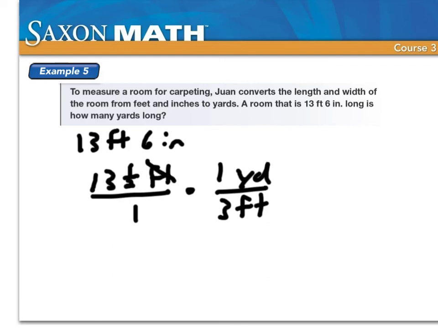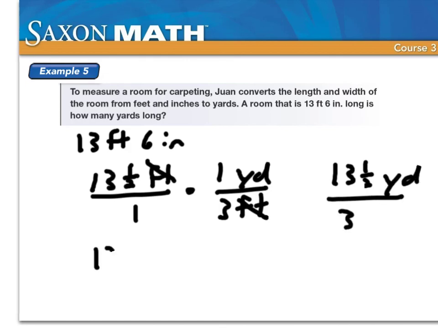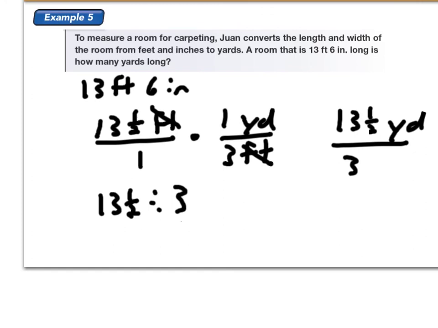Alright, now we can cancel our labels of feet, and we're going to get 13.5 yards over 1 times 3 is 3. Okay, so I need to take 13.5 and divide it by 3. Whoops, sorry, not divided by 1/3, divided by 3. Okay, well I know that when I'm dealing with fractions, dividing is the same as multiplying by the reciprocal. So I could really say this is 3 over 1 and change this to 13.5 times 1 over 3, multiply by the reciprocal.